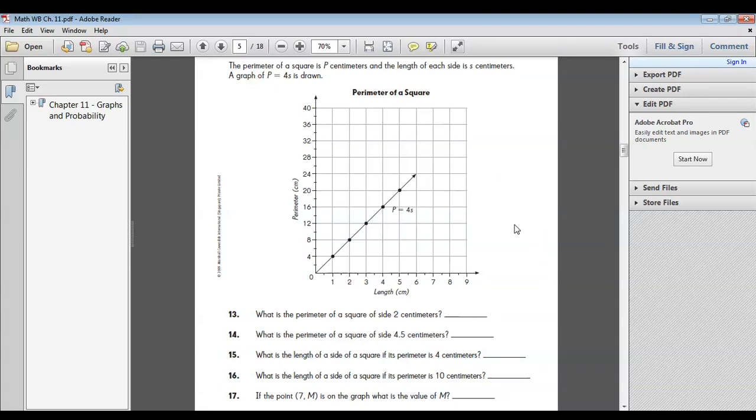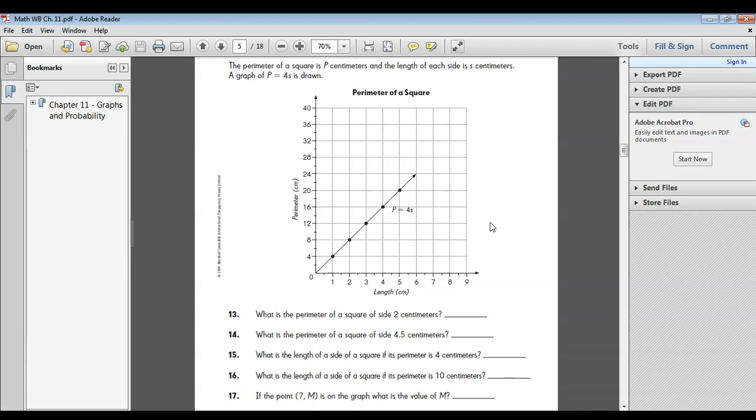Good morning, everyone, and today we're going to continue working with our coordinate planes. Yesterday you were practicing plotting points on the coordinate plane, and you had to use the x-axis first and then the y-axis later. Well, today we're going to be reading and interpreting graphs, and what that is going to entail is us taking a look at a graph and reading information out of it.